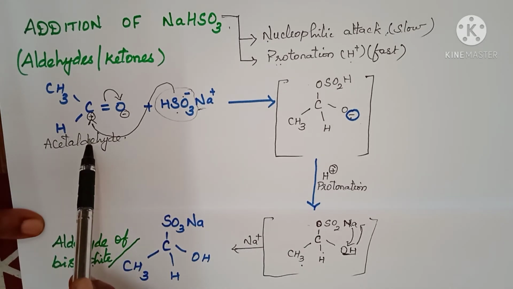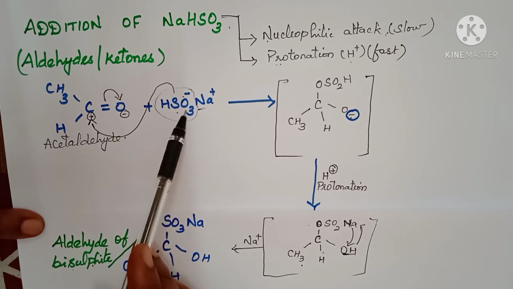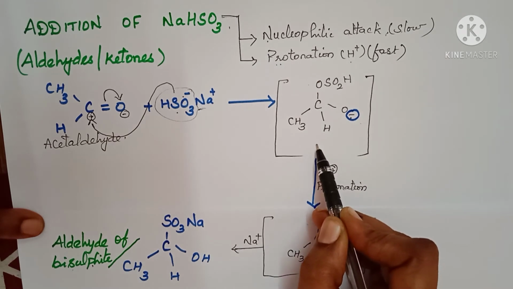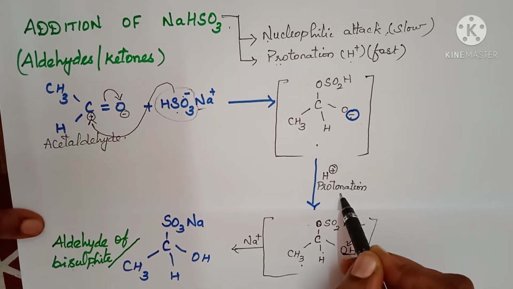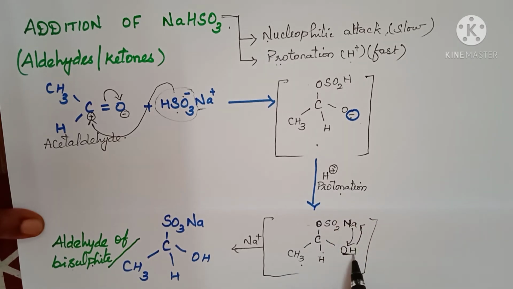Just a quick review. The aldehyde is attacked by the reagent, the sulphite ion from sodium sulphite, and you get an intermediate compound. This is called an alkoxide. Then the second step is called protonation. Here there is a transfer of proton, we are exchanging the ion. Finally you receive the aldehyde bisulfite. Hope you got it.